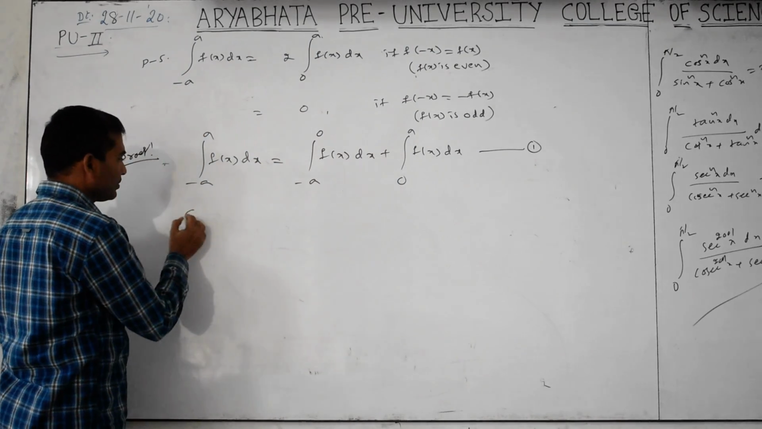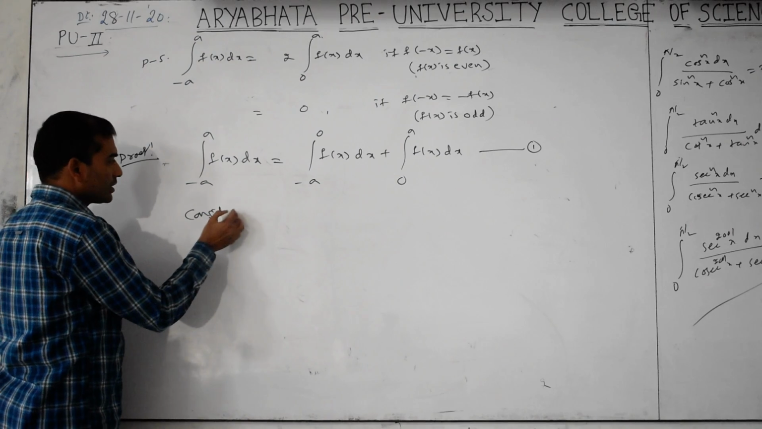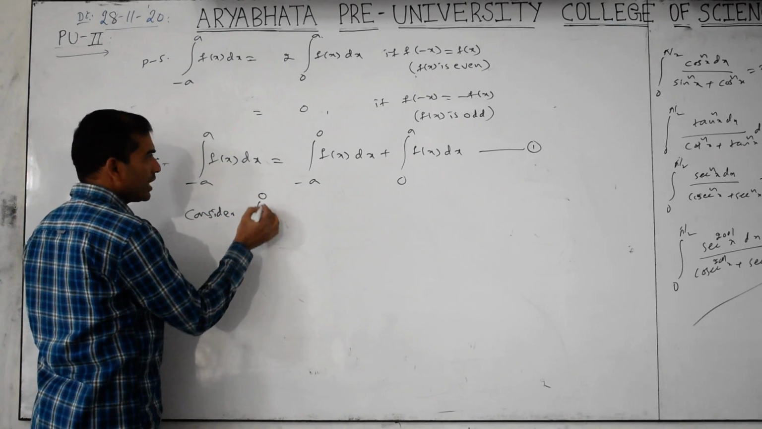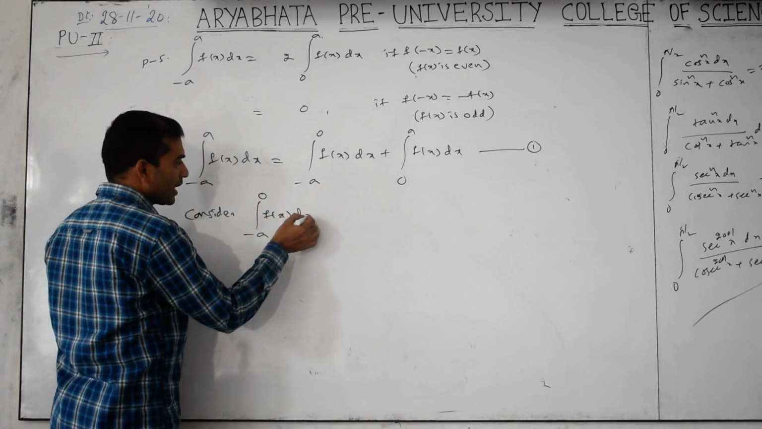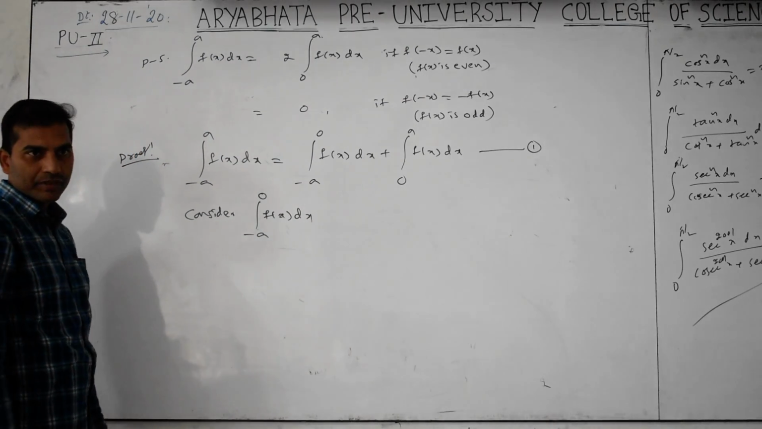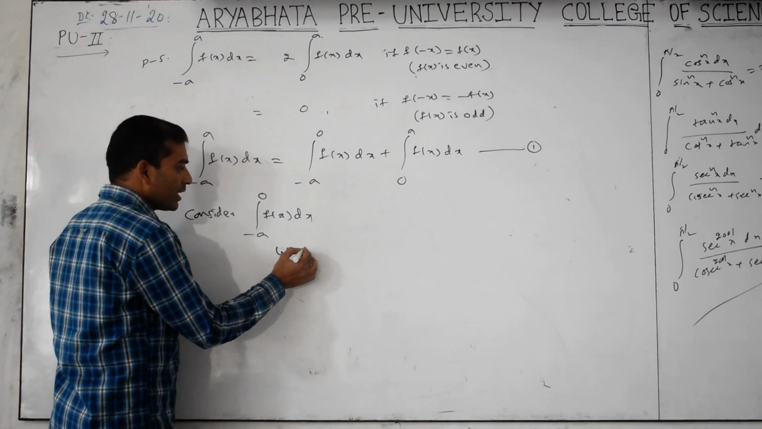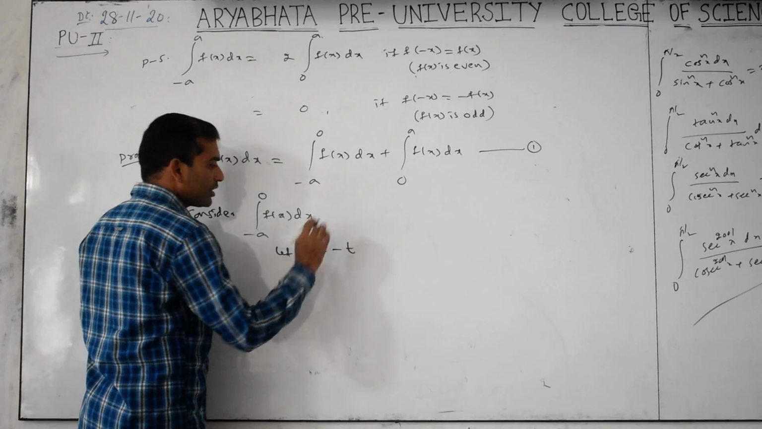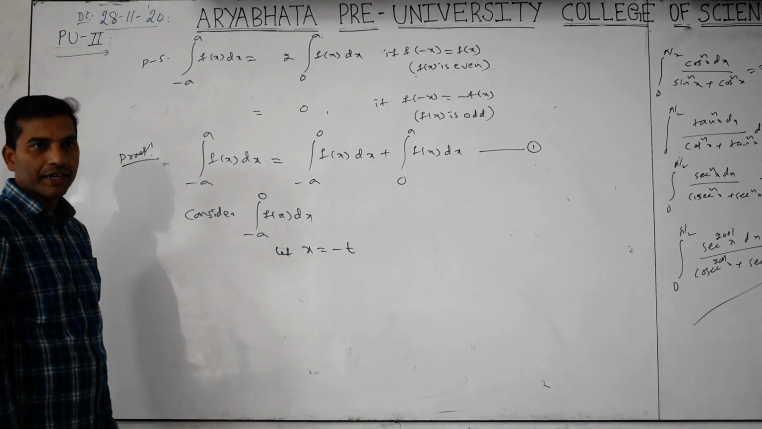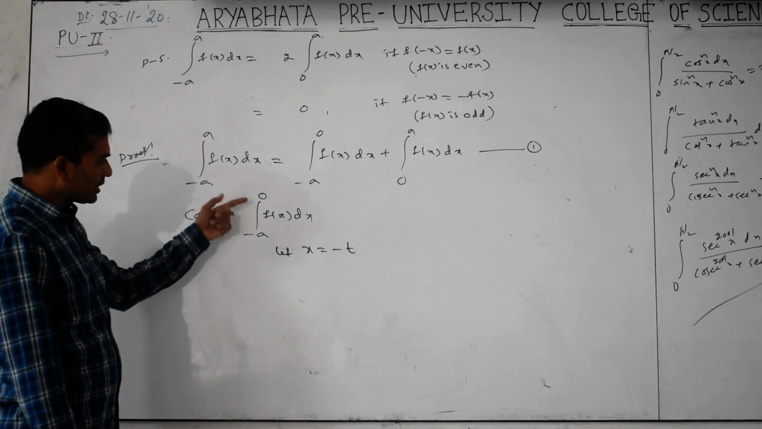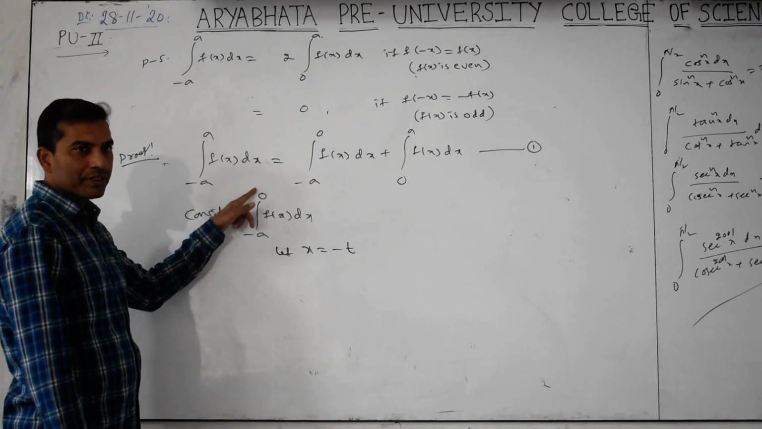So consider integration from minus a to 0 of f of x dx. Only this, I am going to change the limits from 0 to a. To change that, let x is equal to minus t. The limits, minus a became plus a, and 0 became 0.